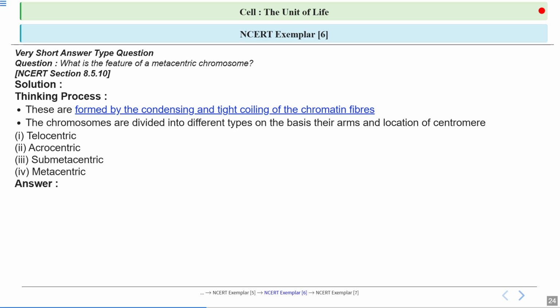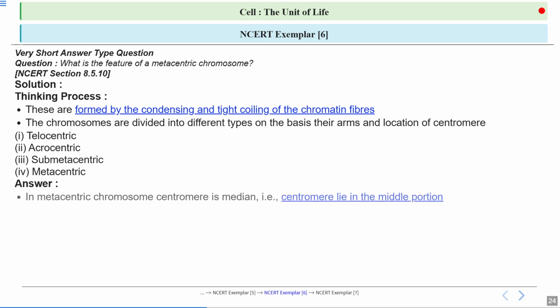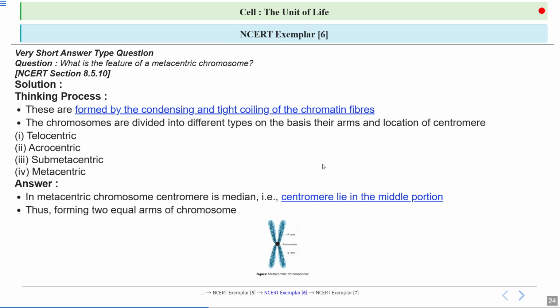Now we will see the answer. In the metacentric chromosome, the centromere is median. It is just in the center, lying in the middle portion and thus forming two equal arms of the chromosome. You can see the structure of the metacentric chromosome here. This is the centromere, this is the P arm, and this is the Q arm. The P and Q arms are of the same size. So this is the metacentric chromosome.